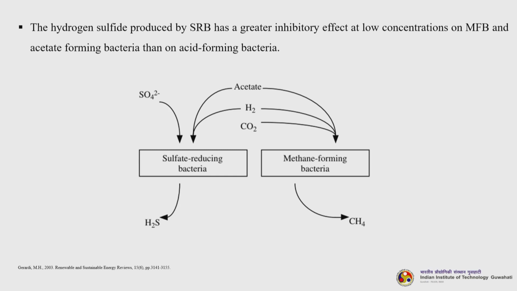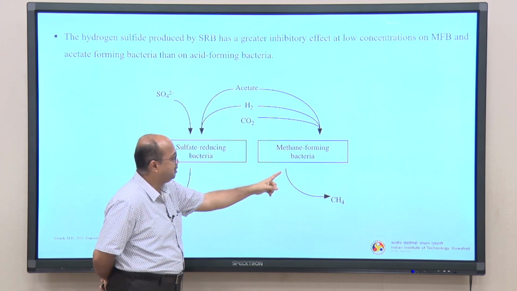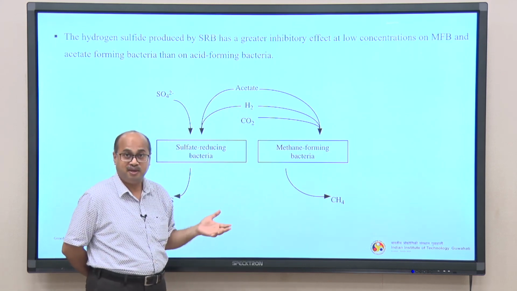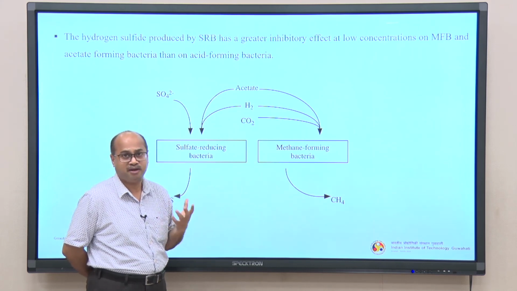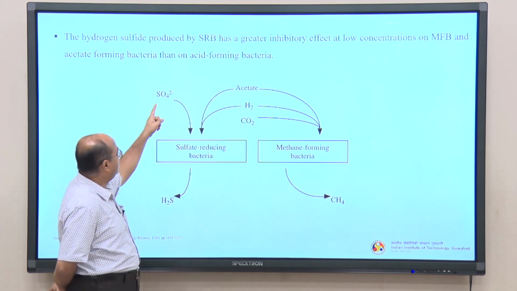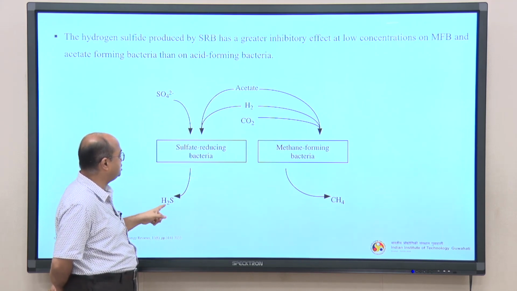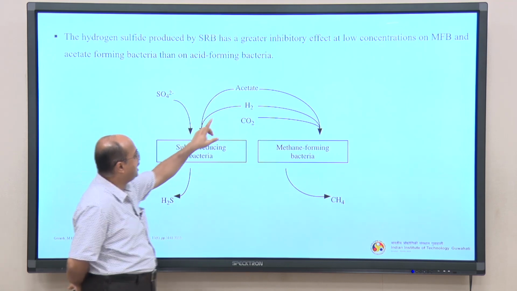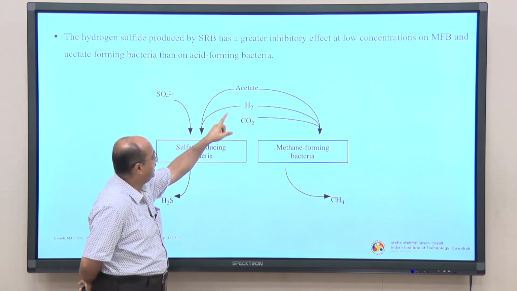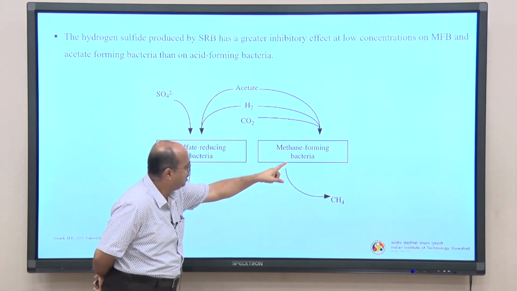This is one of the simple representation schemes of how the sulfate reducing bacteria and methane forming bacteria are surviving in a symbiotic relationship. Okay, so you can see that the sulfate is being reduced by the sulfate reducing bacteria to hydrogen sulfide, and they are also consuming the hydrogen and acetate that is getting produced from the methane forming bacteria.